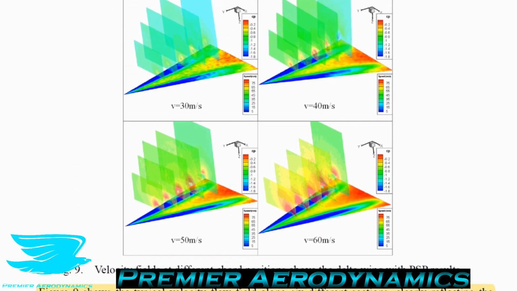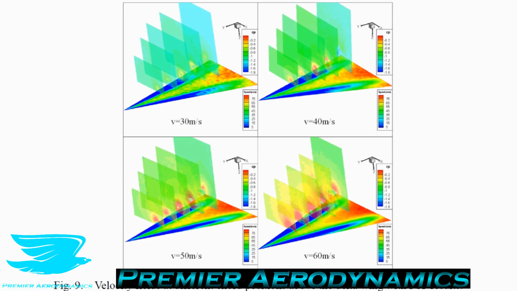They then have another cool image, so figure 9 now, where they have this delta wing at different velocities from 30 to 60 meters per second. On the suction surface, they have the pressure-sensitive paint results, so the pressure coefficient results. And then on the right side of the delta wing, they have the PIV results showing the vortex formation and breakdown along the leading edge. And they line up very well.